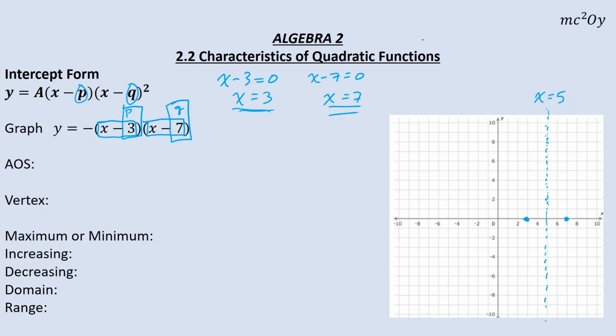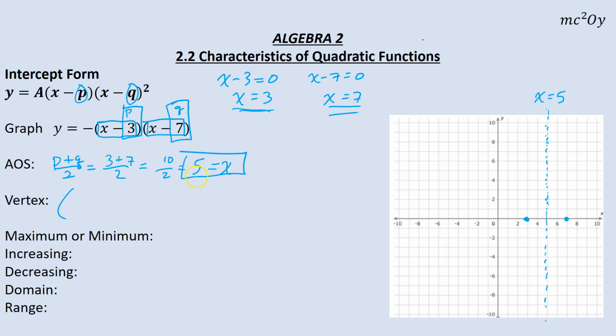And so another way to find that would actually be to use the formula P plus Q divided by 2. That's our axis of symmetry. So in this case, 3 plus 7 divided by 2, which is 10 over 2, or 5. Make sure you have that equals x. X equals 5. That is our axis of symmetry.